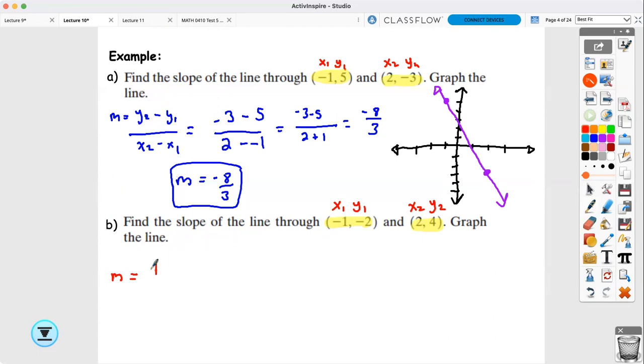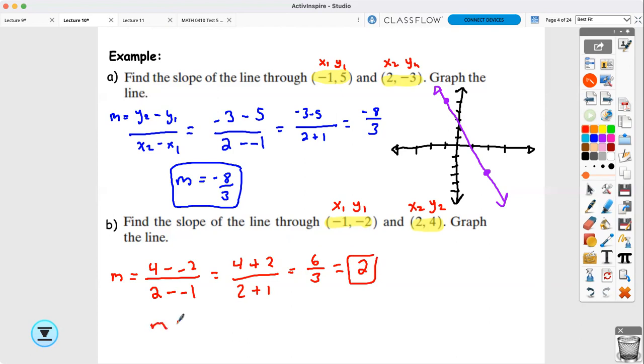y2, which is +4, minus y1, which is -2, over x2, which is +2, minus -1. We notice both the numerator and denominator have the minus and negative, which we know both of these two make a positive. So it becomes 4 + 2 over 2 + 1. 4 + 2 is 6, 2 + 1 is 3. 6 divided by 3, guys, becomes a whole number of 2. So we get m equals 2 as the answer here.